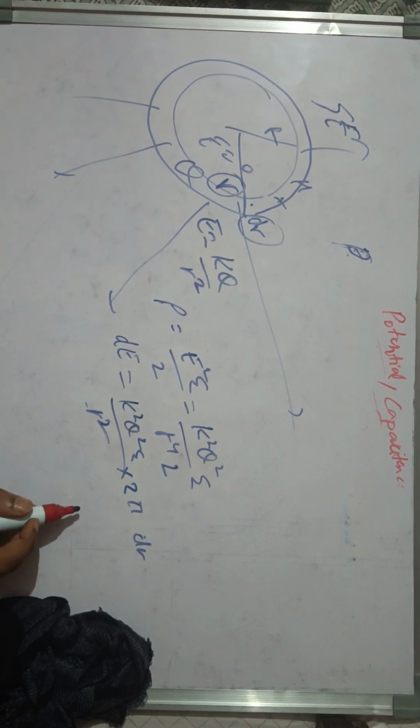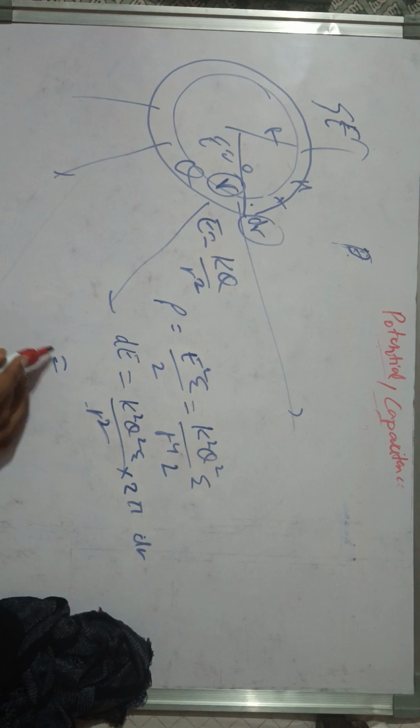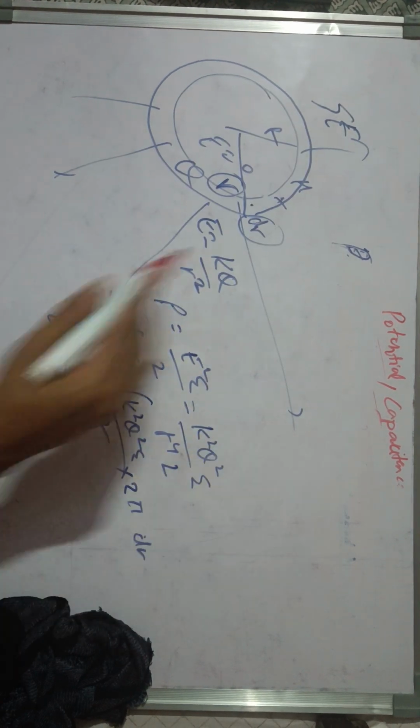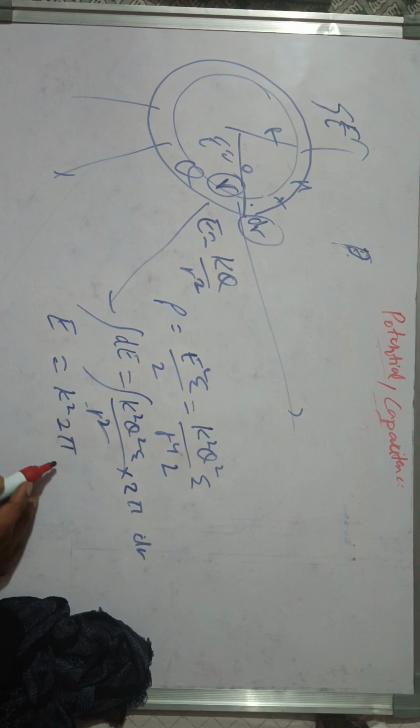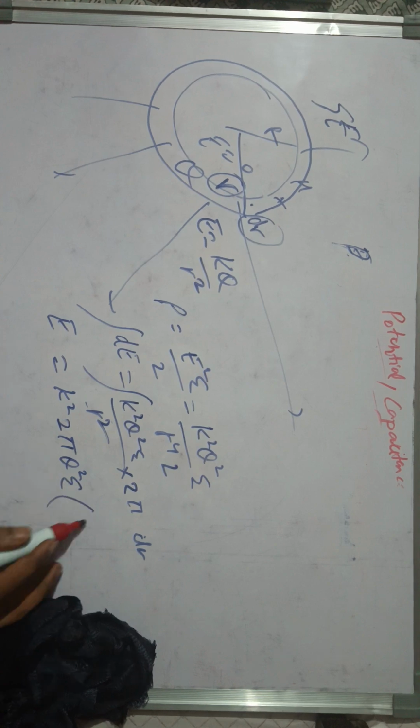Now simply we have to integrate it. The integration will give the total energy stored in this space, which is k square 2 pi q square epsilon bracket.